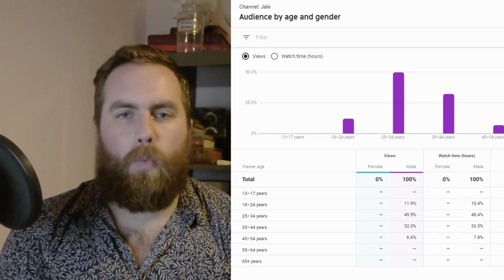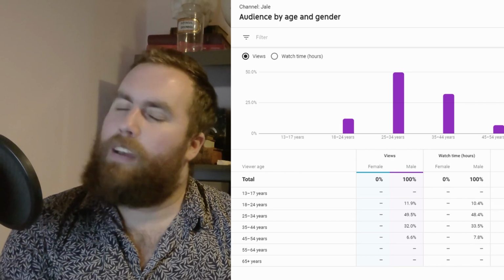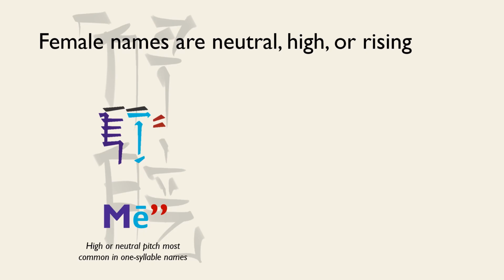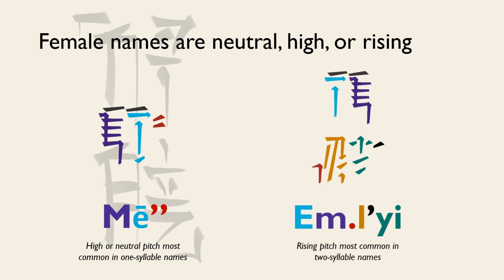Now let's ignore what the YouTube statistics are telling me and look at female names. May I could leave neutral, make high pitch, or put a normal rise or rise to high. High pitch would be the most standard for a female one-syllable name, so I'm going to do that. Finally, Emily could be neutral, or have a rise on either syllable, but a rise on the second syllable is most normal, and I think that will work perfectly.